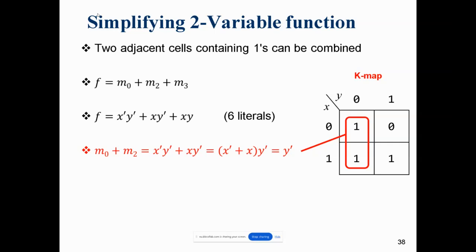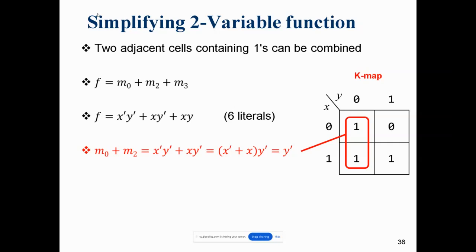What is x bar plus x? 1. So now can you see here? This red one actually consists of 2 minterms, the minterm 1 and minterm 2. This is m0 and this is m2, and then we transform this. Now we look at the other. Can you see these two? What are these two?